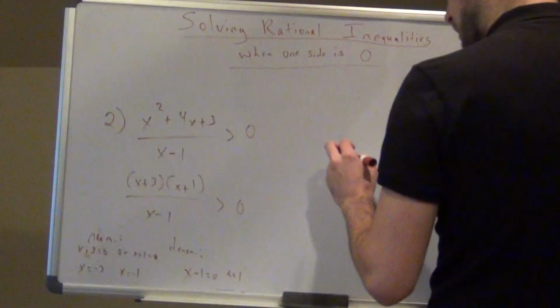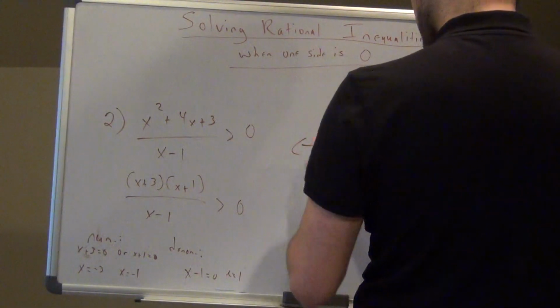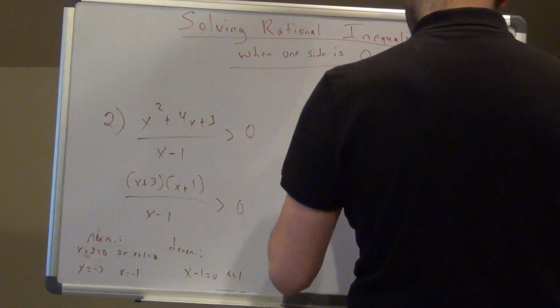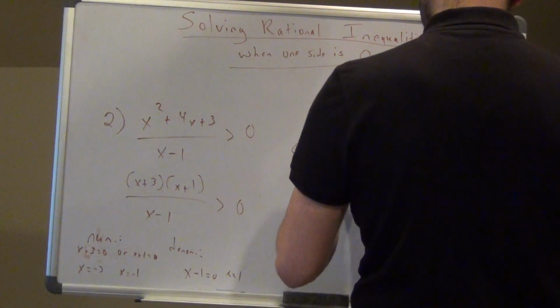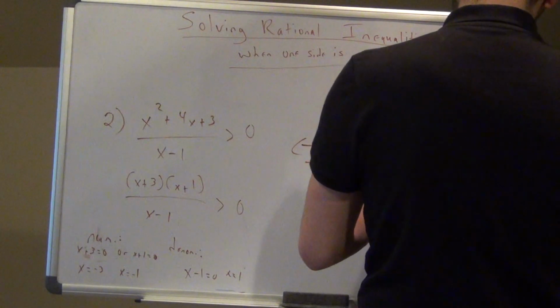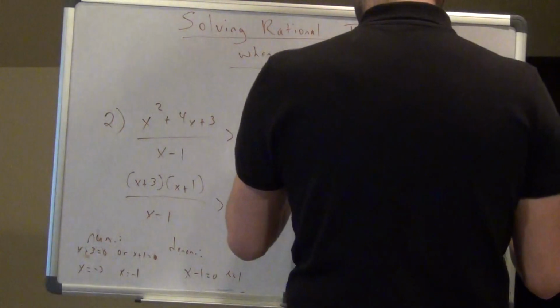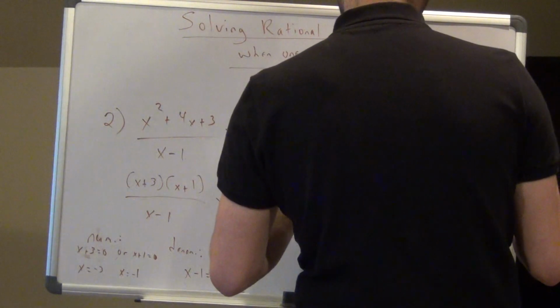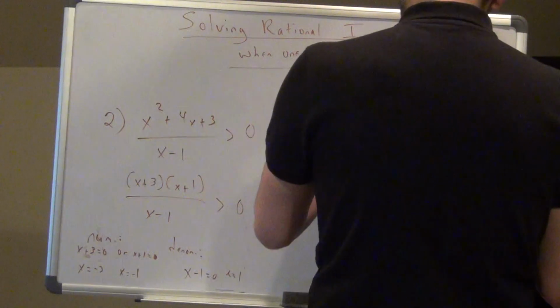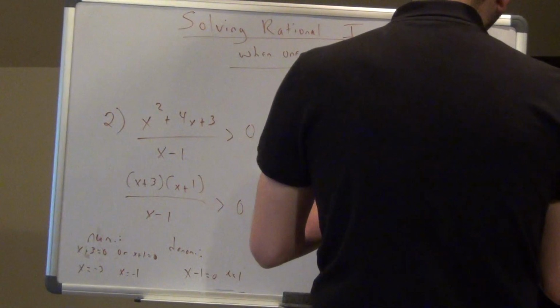So we're going to redraw my number line to solve this. So I got negative 4, negative 3, negative 2, negative 1, 0, 1, 2, 3, that's fine. Alright, so we got 3 places. So I'm going to draw a dotted line at negative 3, that's one of the values I got. I got another value at negative 1. I got a value of 1.